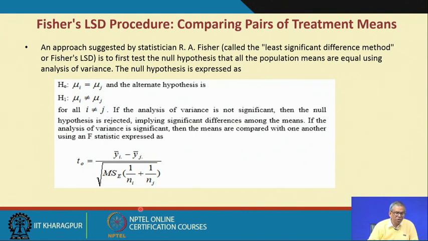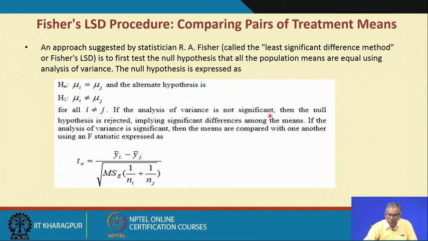The one particular case we are referring to is Fisher's LSD procedure, comparing pairs of treatment means. An approach suggested by statistician R.A. Fisher, called the least significant difference method, or LSD, also referred to as Fisher's LSD, is to first test the null hypothesis that all the population means are equal using analysis of variance. We have already referred to the ANOVA table. So the null hypothesis is expressed as mu i equals mu j, and the alternative hypothesis H1 is mu i not equal to mu j for all i not equal to j.